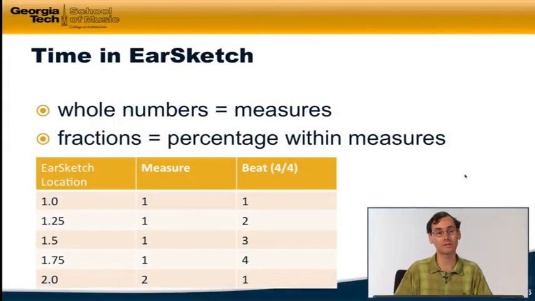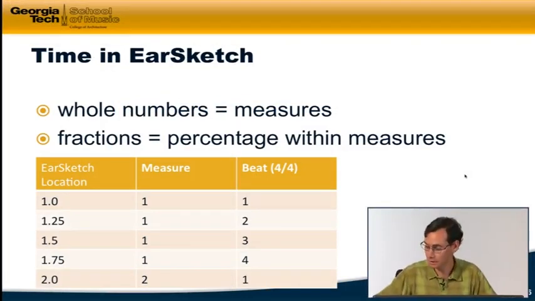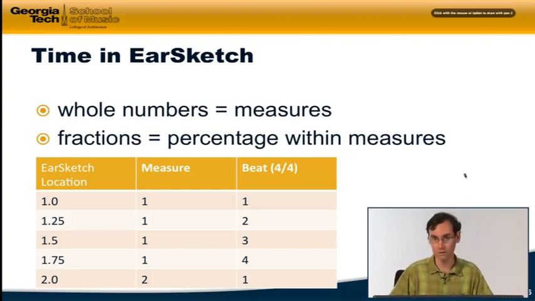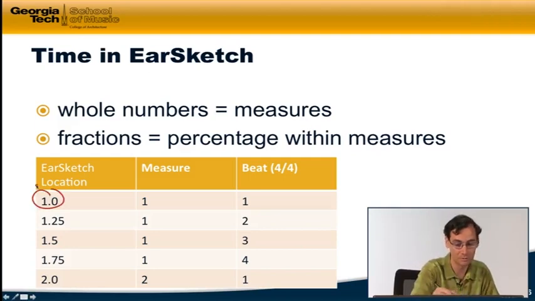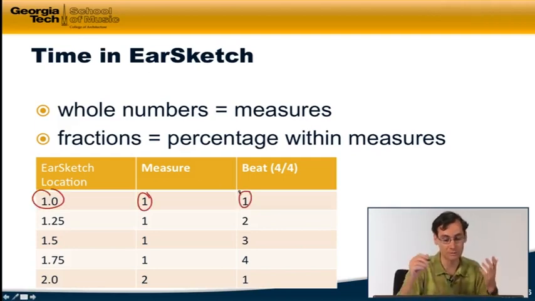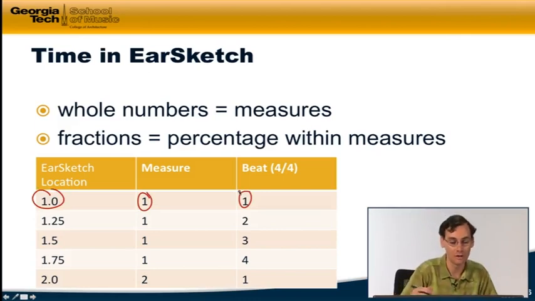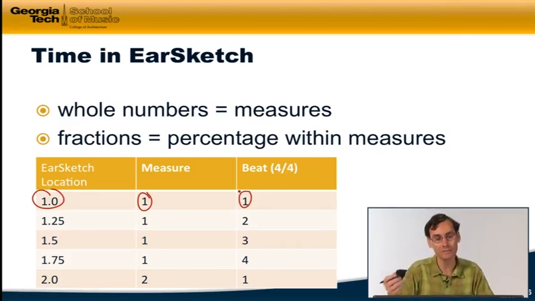Now, we need to talk about musical time in EarSketch and how it's represented so that we can give a start time and an end time to the fit media function. And so in EarSketch, whole numbers represent measures. A 1.0 would represent measure 1 and beat 1, so the very beginning of measure 1. And then the fractions, the decimal portions of a number represent the percentage within a measure that we're located.